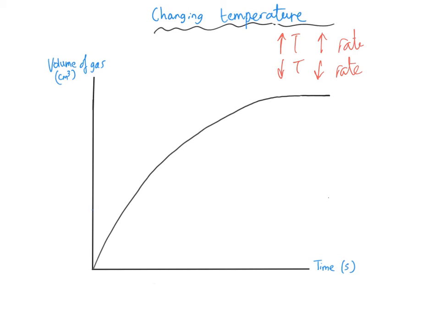So if we make the reaction colder, we'll have a slower reaction, and so the gradient will be more gentle, but it will reach the same point. If we make the reaction much hotter, it will be a much steeper reaction, but it's still going to level off at the same point because we're making the same amount of chemical, because all we've done is change the temperature.